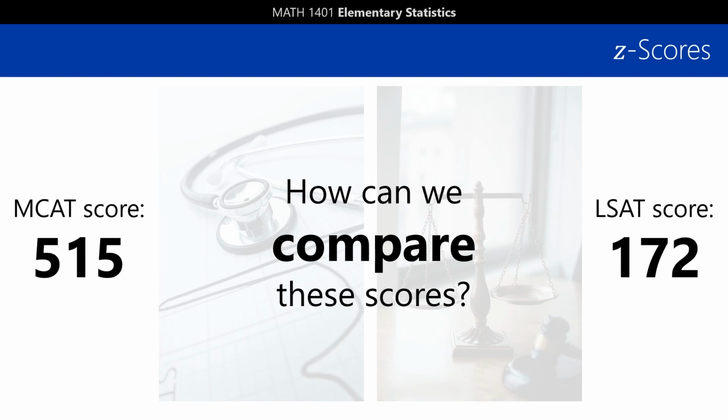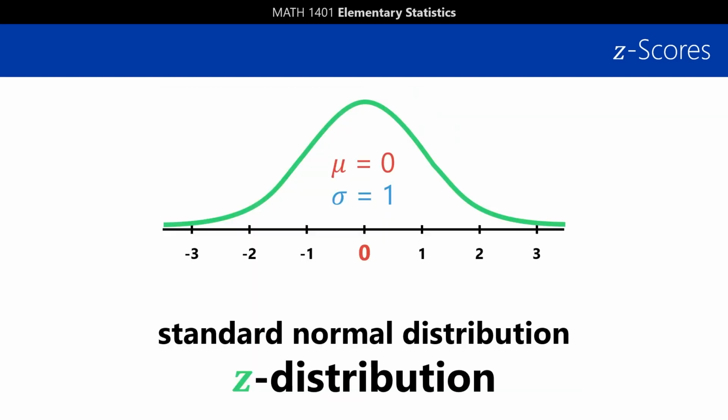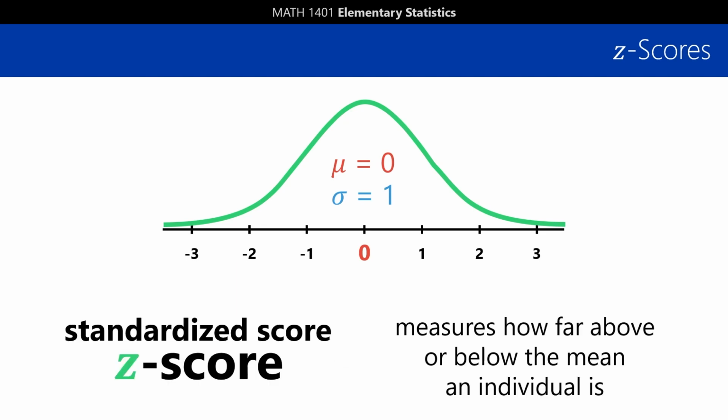The key is to rescale both scores to what's called the standard normal distribution, or z-distribution. In some sense, the z-distribution is the simplest possible normal distribution, having a mean of 0 and a standard deviation of 1. What we're going to do is take our two test results and turn them into standardized scores, also known as z-scores, which will rescale, that is, standardize them, to fit the z-distribution, and essentially tell us how many standard deviations above or below the mean each test score is.